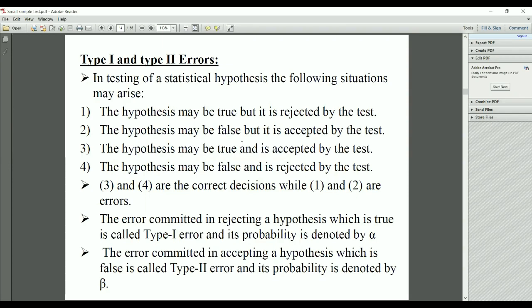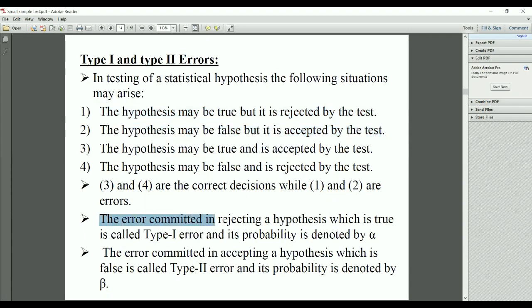The hypothesis may be true, but it is rejected by the test. The hypothesis may be false, but it is accepted by the test. The hypothesis may be true, and it is accepted by the test, or the hypothesis may be false, and it is rejected by the test. So 3 and 4 are correct decisions, while 1 and 2 are errors. These are type 1 and type 2 errors.